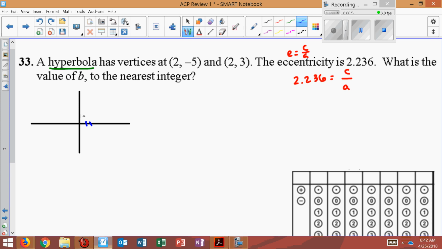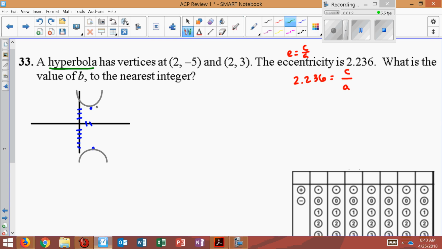So we go right 2 units, down 5 units, to plot a point. This is a vertex, which means it'll be a part of the hyperbola, like the maximum or minimum value of one of the two parabolas. And the other point is right 2, up 3 units. And so this is going to be a vertical hyperbola because the vertices are stacked vertically on one another. So it would look like this.